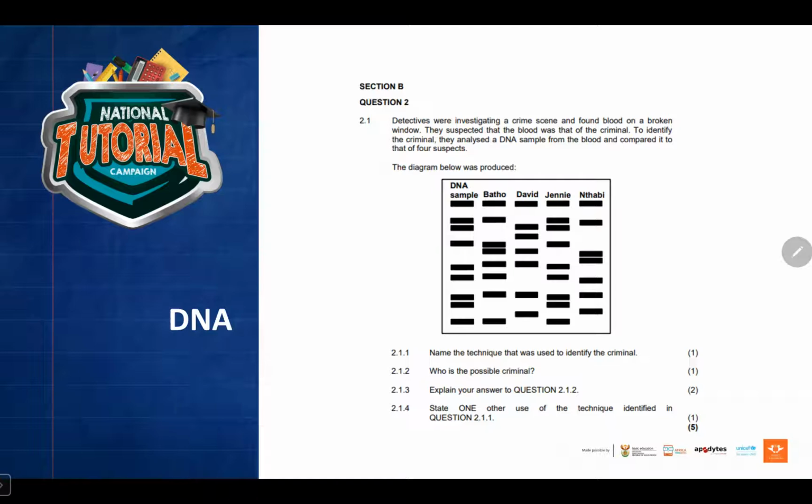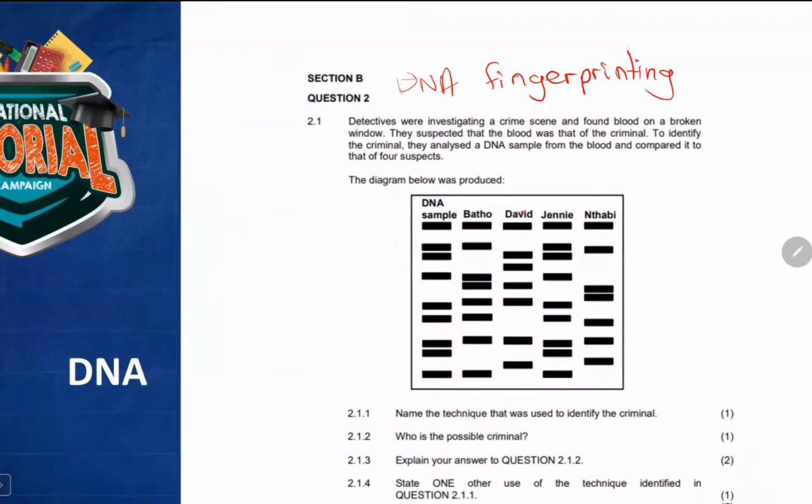So it is important to remember that this question is about DNA fingerprinting. And don't get confused between the police doing the technique of DNA fingerprinting, also called DNA profiling, and taking normal fingerprints from a crime scene. There's basically two types of fingerprints that police take from a crime scene.